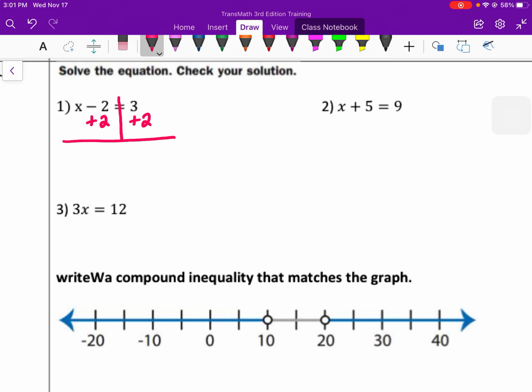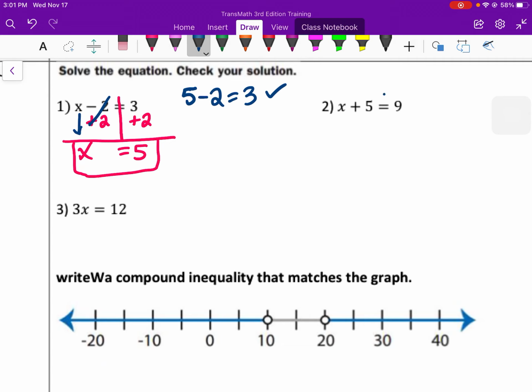So whatever you do to the left, you must also do to the right side. And then simplify here. Negative 2 plus 2 is 0. So on the left side, I just have x left, which is what I want. I'll bring my equal sign down. And then 3 plus 2 is 5. So my answer is x equals 5. Remember, you can always plug it back in. It was x minus 2 equals 3, so 5 minus 2 equals 3, and that does work. So I can always check to make sure my answer is correct by plugging it back in.